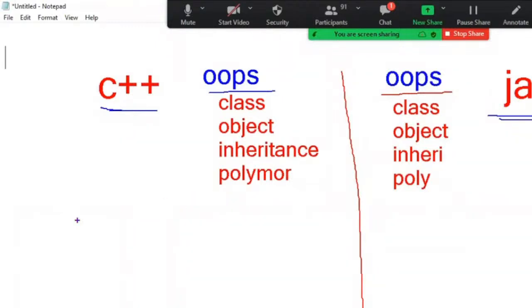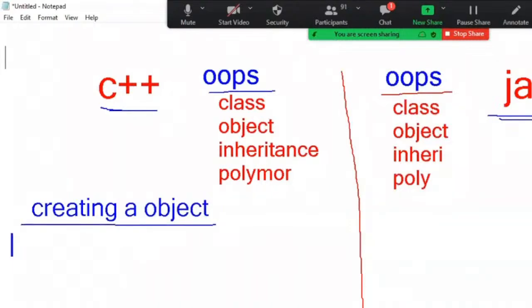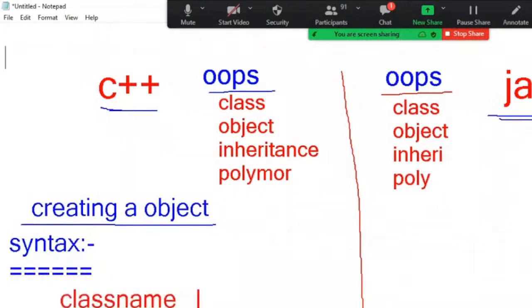But observe here. Anybody guess? Suppose in C++ I want to create an object from the class, what is the syntax? Do technical persons have an idea? So many persons have an idea, I think. Creating an object from the class, what is the syntax in C++? Yes, so many fellows have an idea. Slowly observe here, here only is the difference. Class name, space, object name. This is the syntax to create an object from the class in C++.